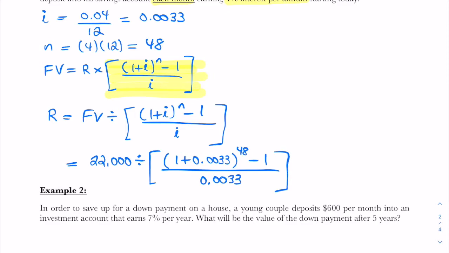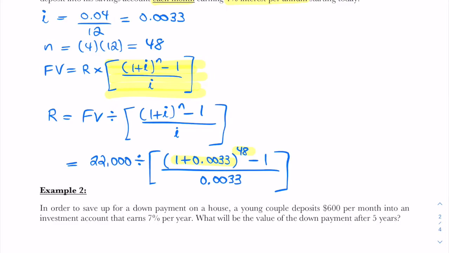Okay, this is something you're going to have to do on your calculator, and these calculations can be quite messy to do on a calculator. I'd recommend you do it in steps like this. You're going to have to use BEDMAS. Start with brackets. Look inside of the innermost brackets. First on your calculator, you should do 1 plus 0.0033. Your calculator will give you a number. Raise that number to the exponent 48, hit equals, you'll get another number.